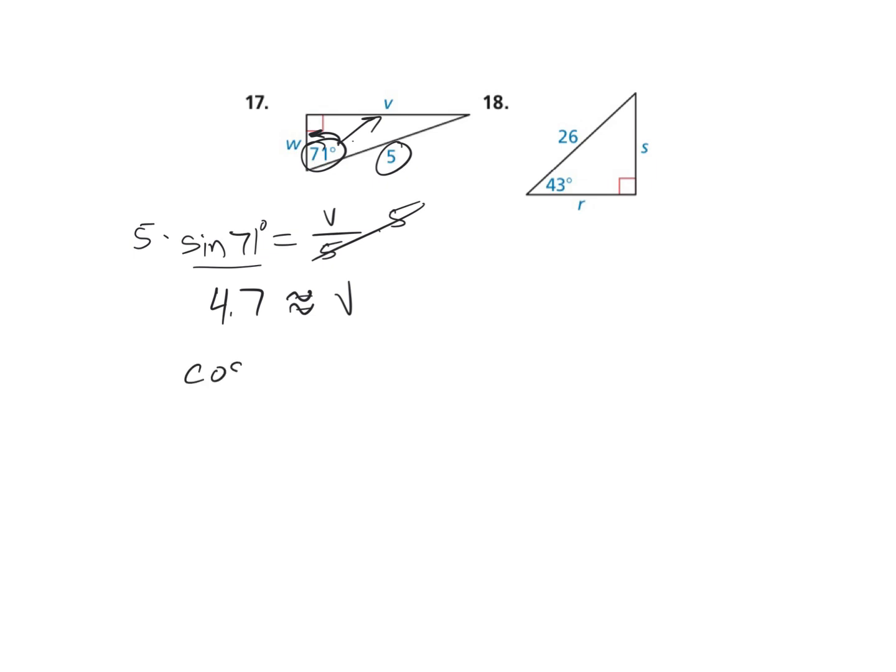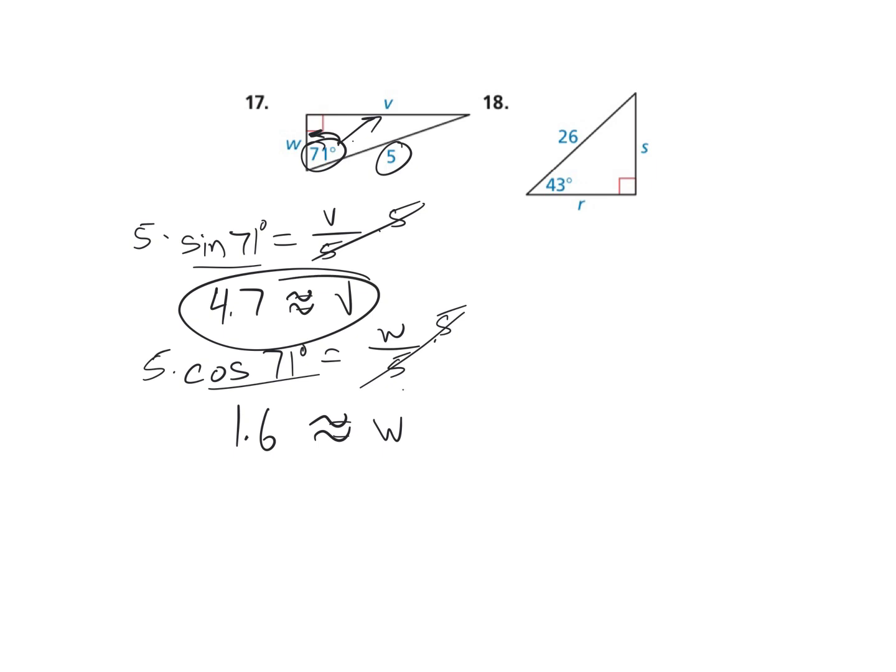So this would be the cosine of 71 degrees is the adjacent leg, w, over the hypotenuse. Multiply by 5. So w equals, find the cosine of 71 first. So cosine of 71 is 0.3255. And take that long number times 5, and we get 1.6 approximately. So those numbers look to be proper. W is a very short leg.